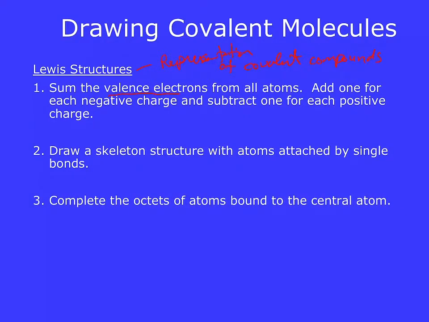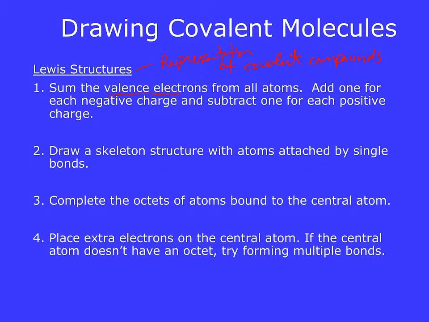Then you're going to complete the octets of the atoms bound to the central atom. Okay, so you'll be connecting the atoms, and you're going to put electron pairs around the outside atoms first, until they all have an octet. And then if you have any extra electrons from that total valence electrons you added up in number 1, you'll place those on the central atom if there's any left over.